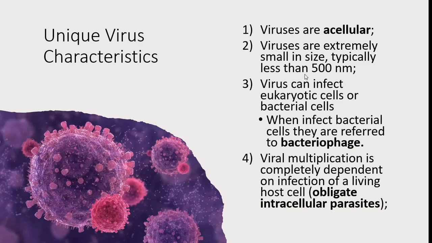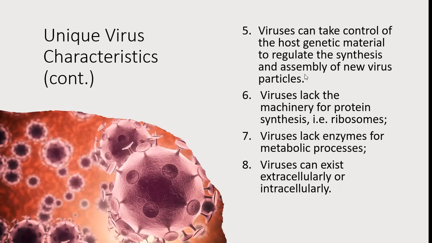Now, a couple of things to know. They're extremely small. They're typically going to be less than 500 nanometers, which is 10 times less than the size of a bacteria, and smaller. Viruses are able to infect both eukaryotic cells and bacterial cells. When they infect a bacterial cell, we refer to them as bacteriophages. Viruses multiply. We don't say replicate. Why? Because they are completely dependent upon a host cell in order to multiply or make more of themselves. So they are obligate intracellular parasites.